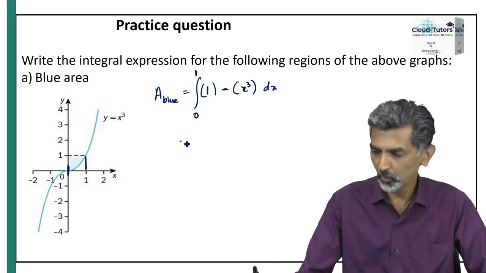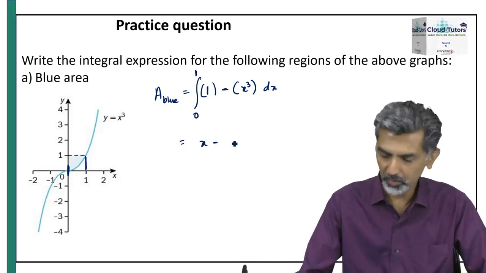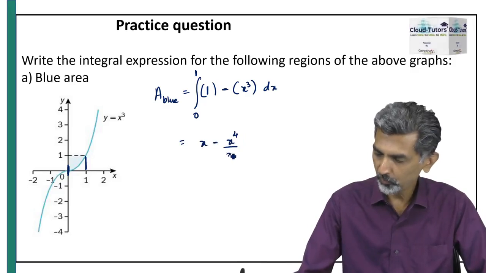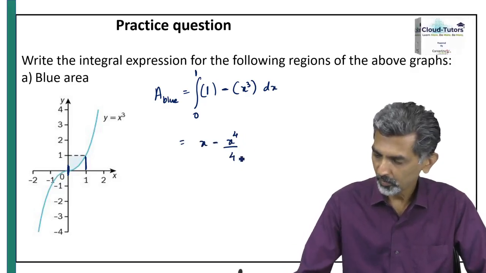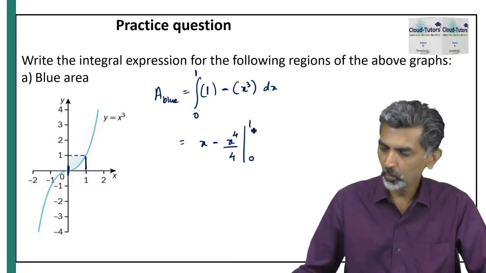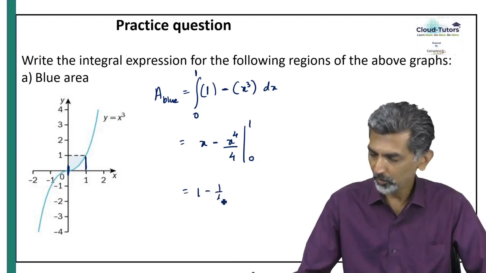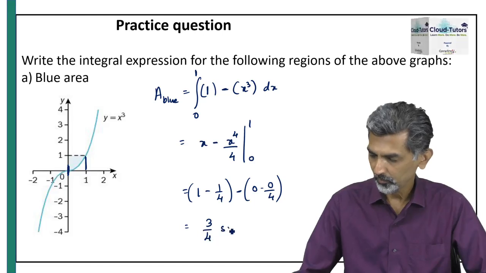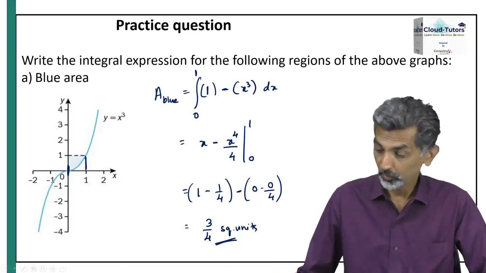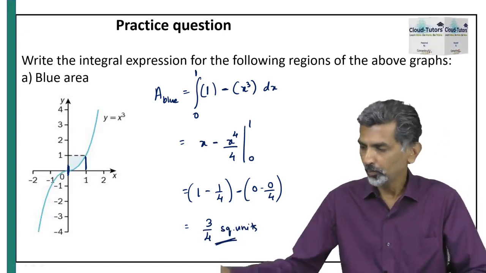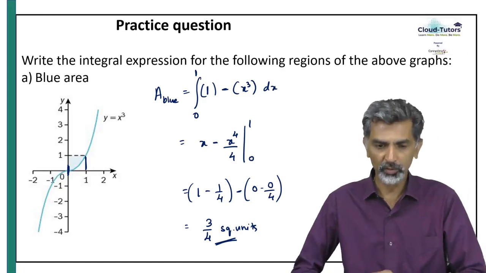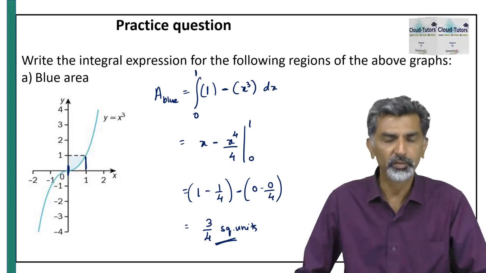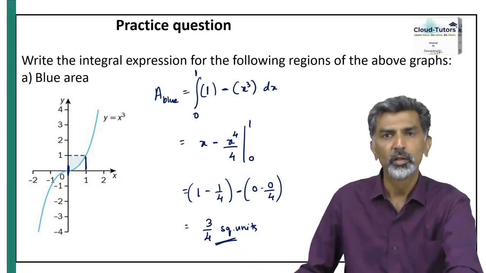And that, in fact, we can go ahead and do this. It becomes x minus x to the power of 4 by 4 between 0 and 1, and that is 1 minus 1 by 4 minus 0 by 4. You can do it that way. So being aware of the upper part of the region and the lower part of the region is critical in getting the right answer, and a rough sketch is always helpful.